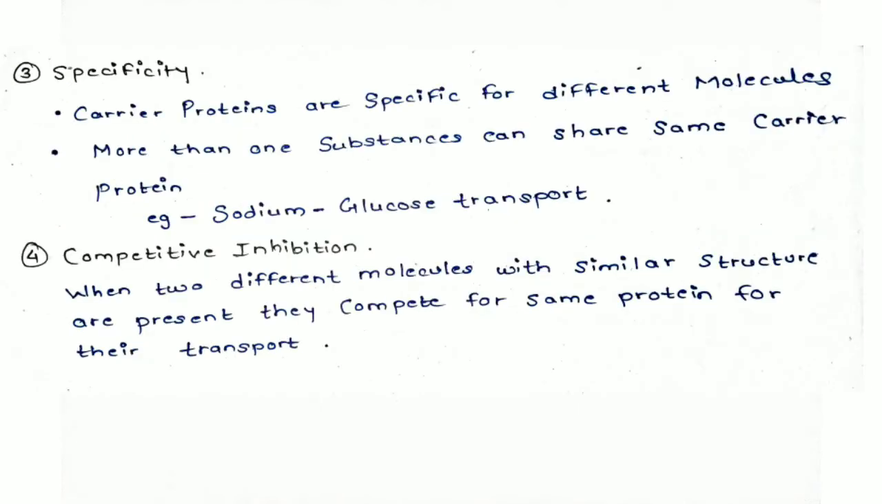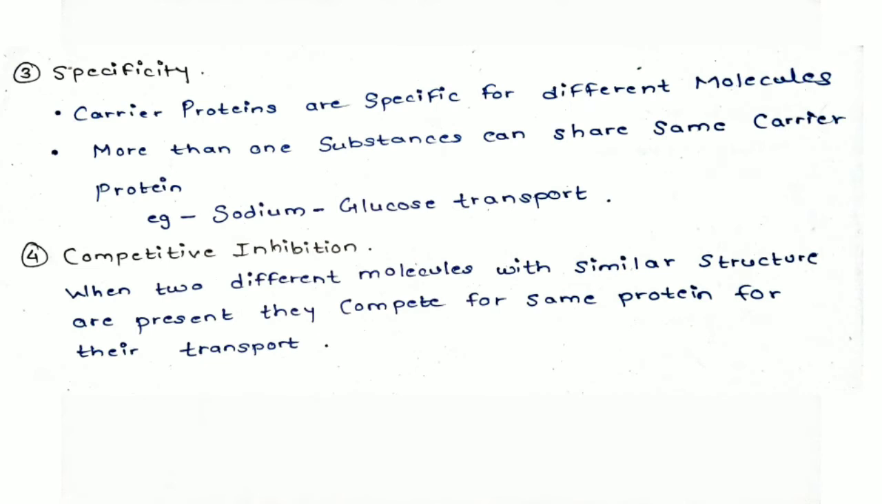The third, carrier proteins are specific for different molecules. Carrier protein of glucose will not transport fatty acids. However, specificity is not very rigid as more than one substance shares the same carrier protein. Example, sodium glucose cotransport. Fourth is competitive inhibition. When two different molecules with similar structure are present, they compete for the same protein for their transport.